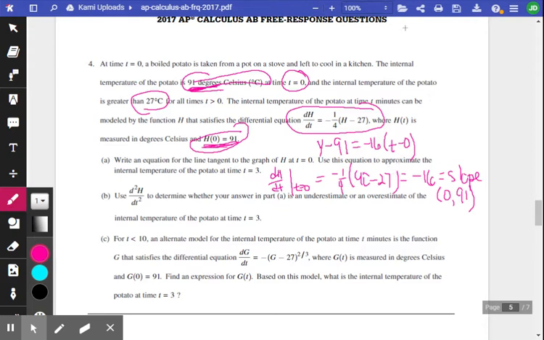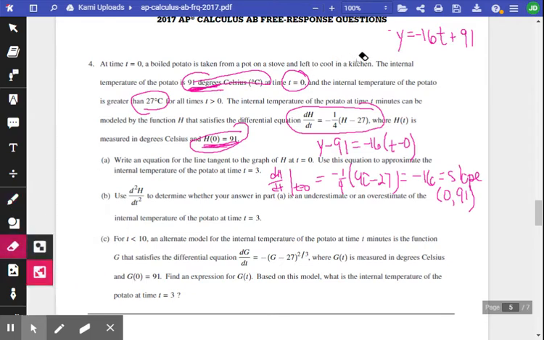So that final equation I'm just going to write up here is y equals -16t plus 91. There's my equation of the tangent line. And I need to approximate the internal temperature of the potato at time t equals 3. So let's just say, instead of calling that y, call it whatever you want, it doesn't matter.